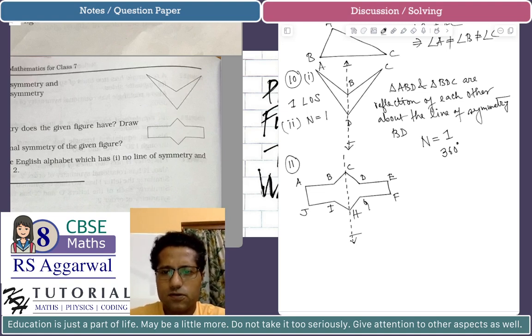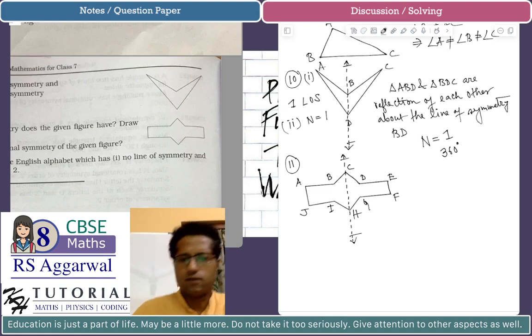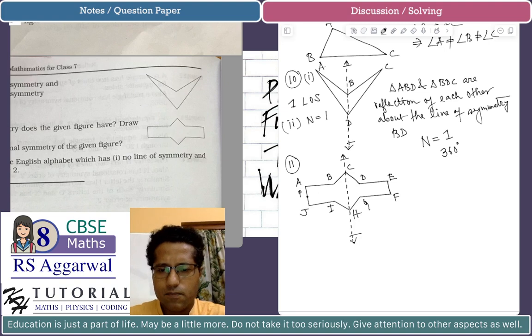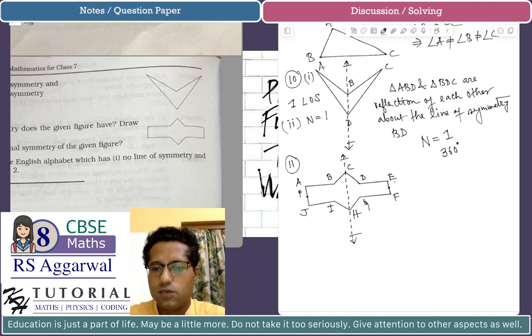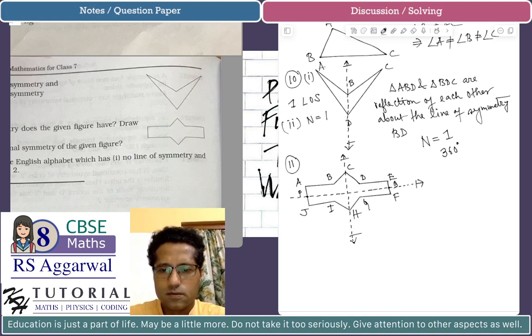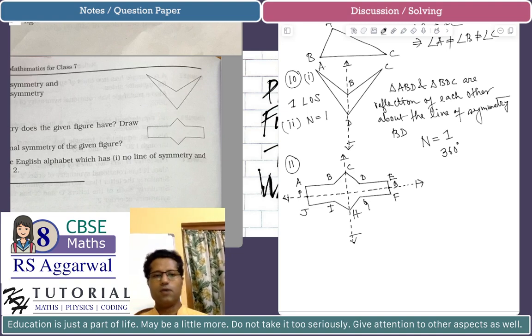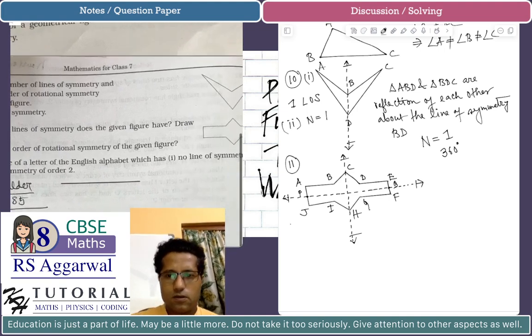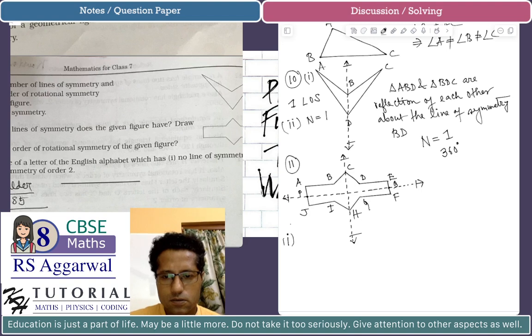This is one line of symmetry, and another line is if you join the midpoints of the sides AJ and EF. Let's say the midpoint of AJ is P, and the midpoint of EF is Q. Then if we join P and Q, this is another line of symmetry. So this figure has two lines of symmetry. How many lines of symmetry does the given figure have? So part 1 is 2 lines of symmetry.